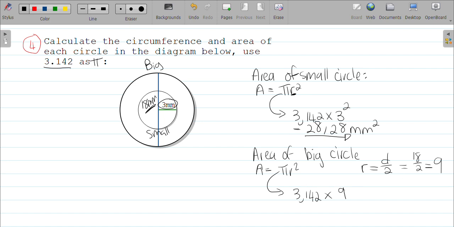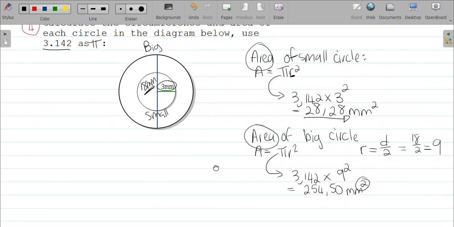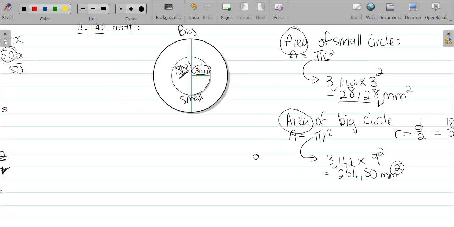So let's do that, times 9, and it's squared. Put that in your calculator and you are going to get the answer of 254.50 millimeters. Is it squared? Yeah, it is squared, because we're dealing with area. Whenever we're dealing with area, we put the units as squared. And then finally, guys, we can go and calculate our circumference.